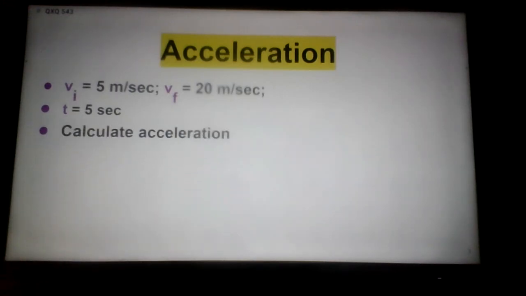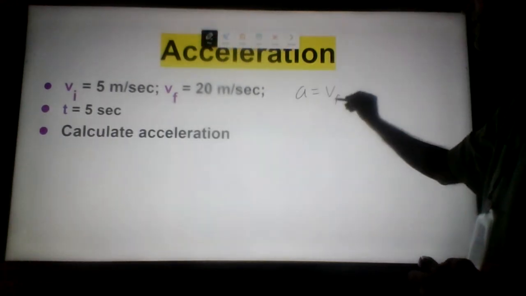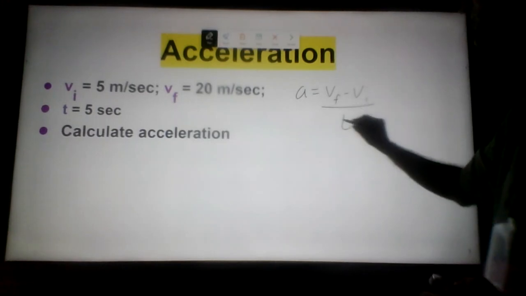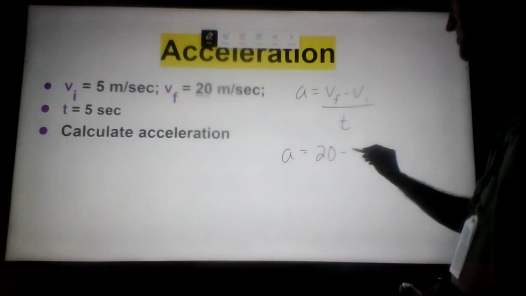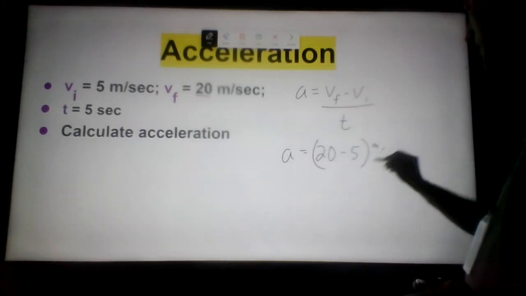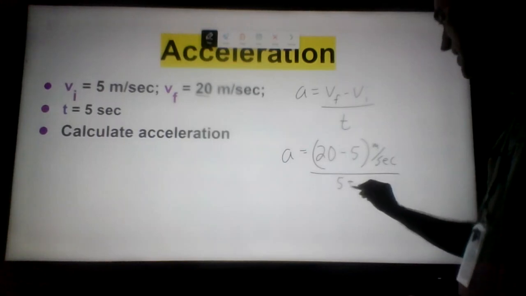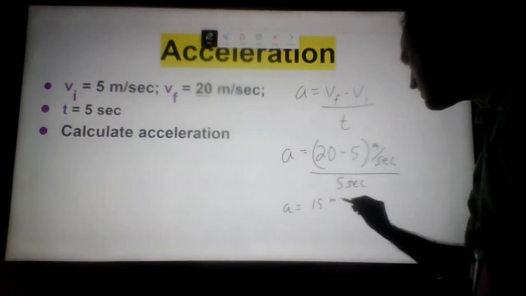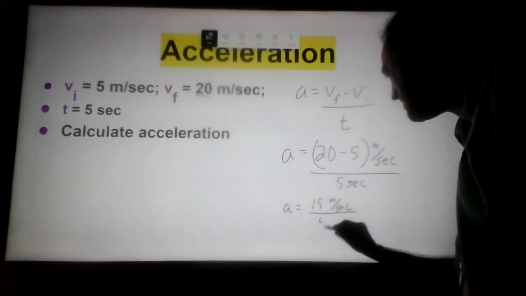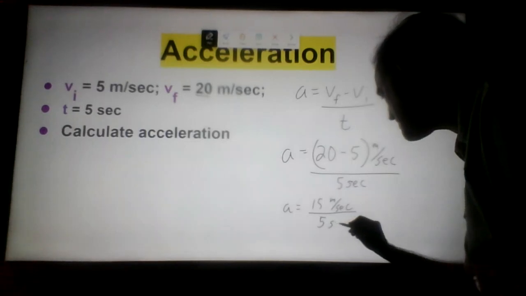All right, let's fill this in. We're going to calculate the acceleration. Remember the formula. Vf minus Vi over t. The final velocity is what we got up to, 20, minus the initial velocity of 5, in meters per second. And we divide by the 5 seconds. All right, now just do the math. This is 15 meters per second divided by 5 seconds. I'll correct that. I make mistakes.